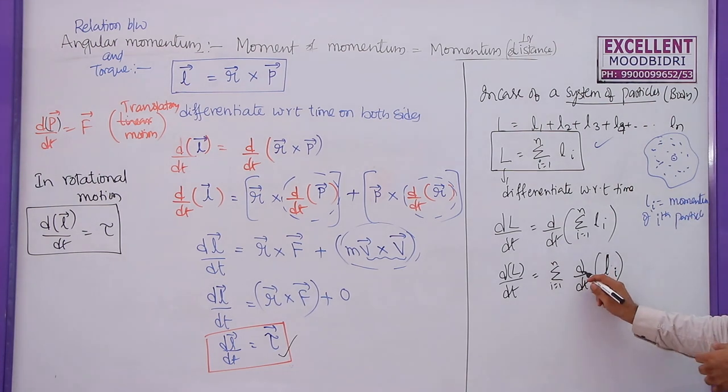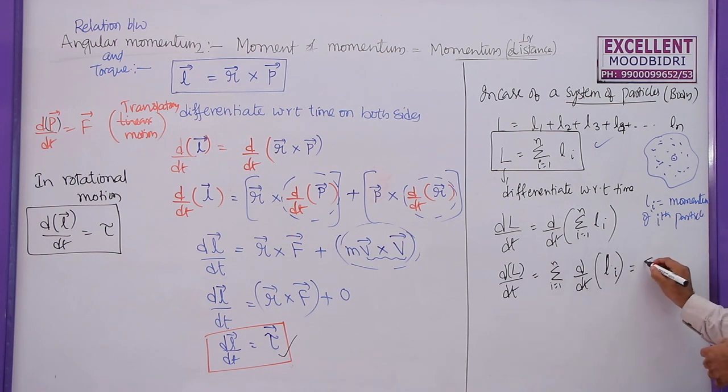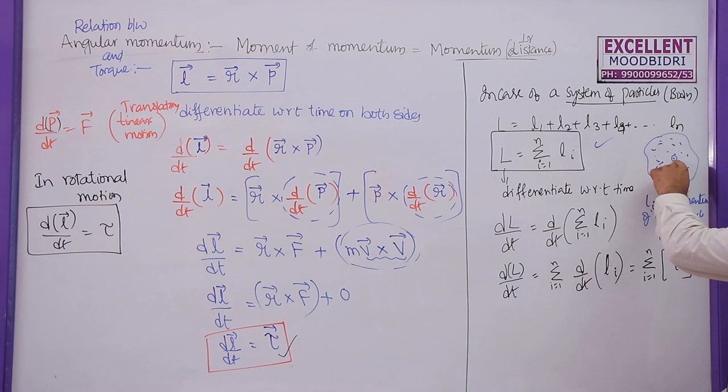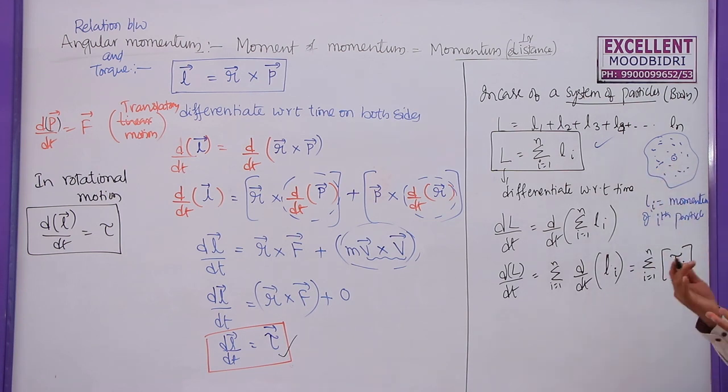This is the derivative, that means the rate of change of angular momentum of the ith particle with respect to time, which is given by the sum from i = 1 to N. This is nothing but the torque on the ith particle. That means this ith particle is experiencing this torque. But we know that torque may be internal torque or external torque.